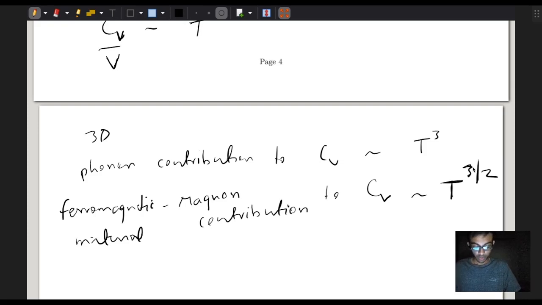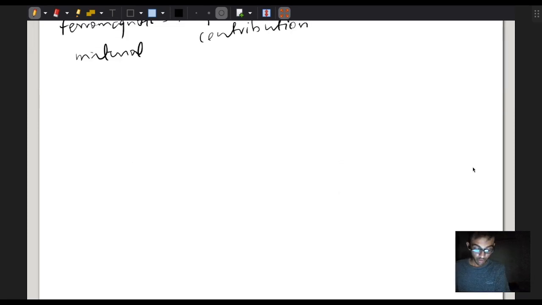So this is just to show, as an example, how the specific heat has contributions from various degrees of freedom, how the temperature dependence of the specific heat changes if you change the dispersion, and how, for example, one can infer what kind of excitations are there in the system by probing the specific heat. All right, so that's about this problem.